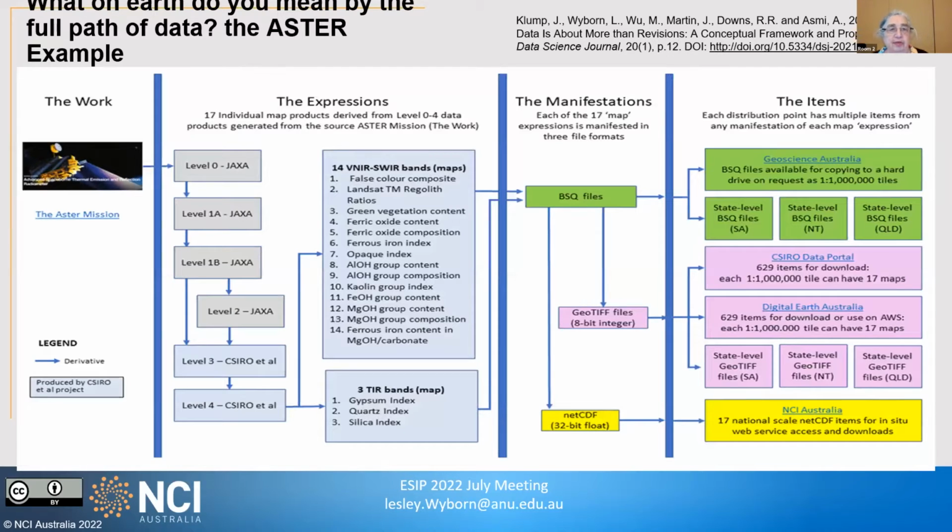And what do you mean by the full path of data? So this is an example from the ASTER mission, where you started out with level 0, level 1, developed all these products, etc. Each product can be in a different format, and then people generate products which they give a DOI to, and that's the thing that goes in the publication. The important point is there's a lot of history that goes on before you get to this right-hand side.